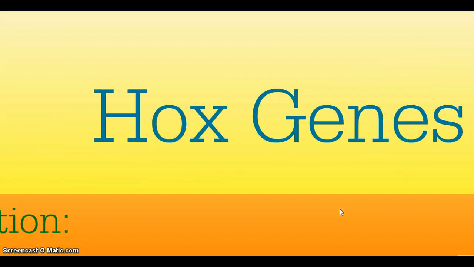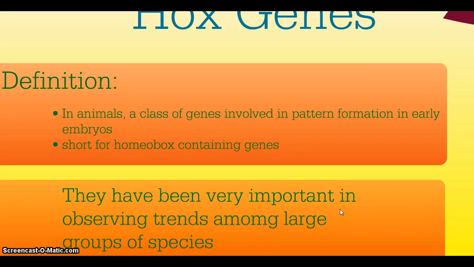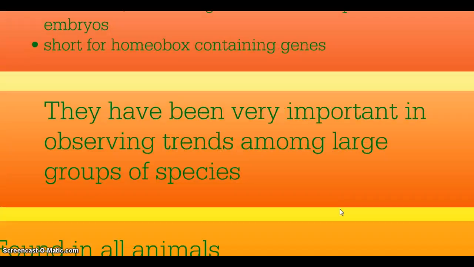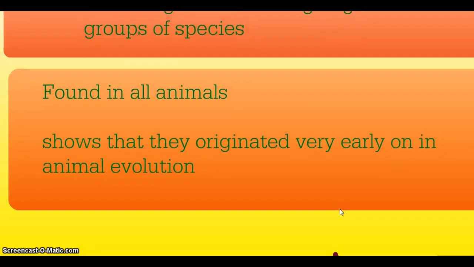Now, on to our next topic, Hox genes. The definition of Hox genes is that in animals, it's a class of genes involved in pattern formation in early embryos, and Hox is short for homeobox-containing genes. They have been very important in observing trends among large groups of species. They're found in all animals, and that shows that they originated very early on in animal evolution.